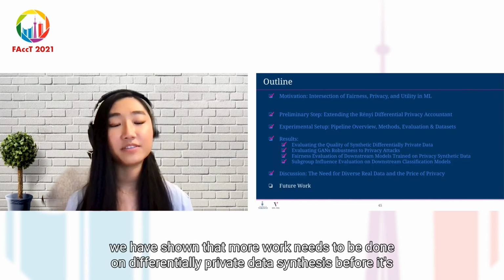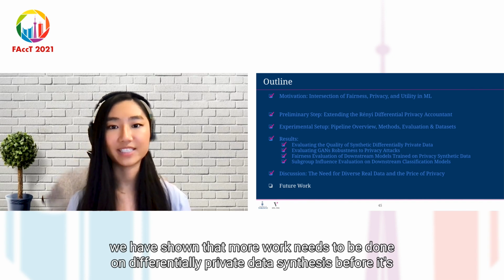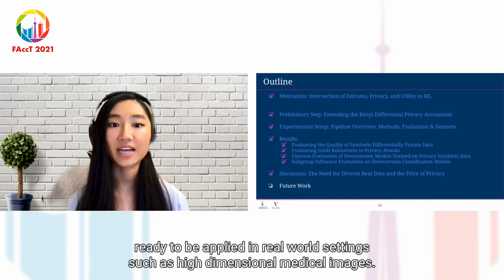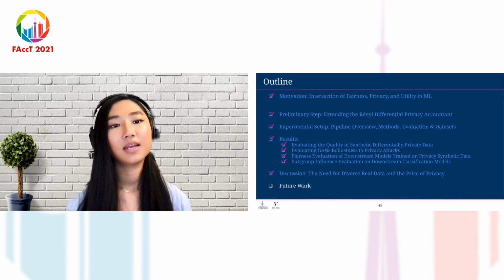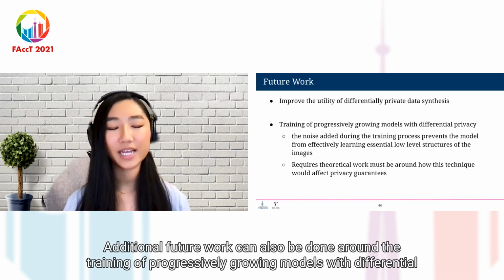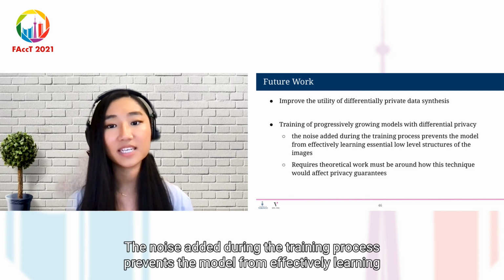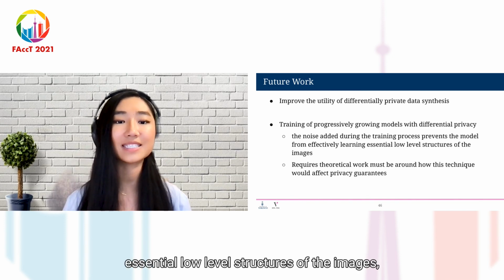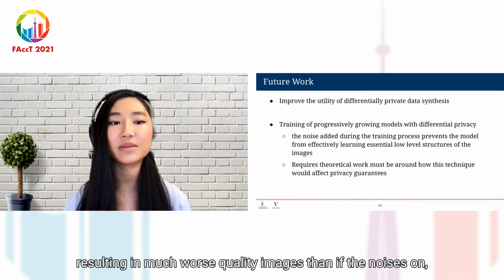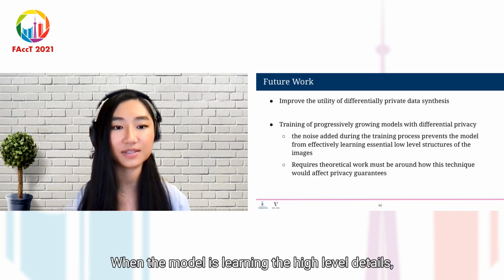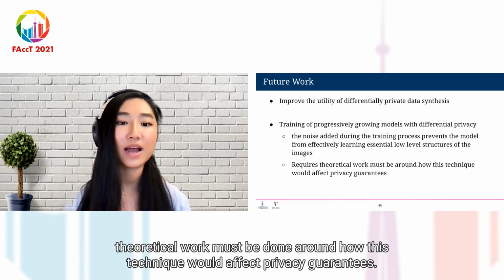In conclusion, we've shown that more work needs to be done on differentially private data synthesis before it's ready to be applied in real-world settings, such as high-dimensional medical images. Additional future work can also be done around the training of progressively growing models with differential privacy. When training at low resolutions with DPSGD, the noise added during the training process prevents the model from effectively learning essential low-level structures of the images, resulting in much worse quality images than if the noise is only added when the model is learning the high-level details. Theoretical work must be done around how this technique would affect privacy guarantees.